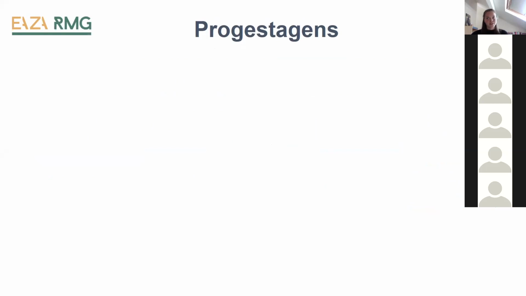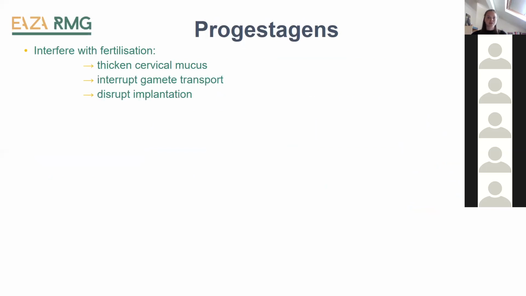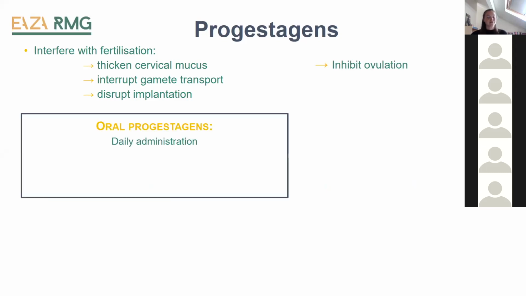So for progestogens, these work by interfering with fertilization. So they thicken cervical mucus, they interrupt gamete transport and disrupt implantation. Then also they inhibit ovulation. The different types of progestogens that you can have are oral progestogens that require daily administration.